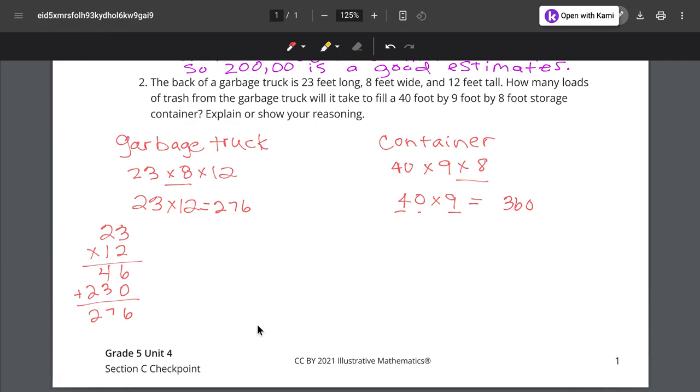So now let's write out what we did in an explanation, because we were asked to explain or show our reasoning, and certainly what I did here helped me to understand my thinking, but it might not be enough for someone else to follow. So I'm going to give myself a little box to separate it, and I'm going to say that I need 2. I need 2 what? I'm going to need 2 loads from the garbage truck.